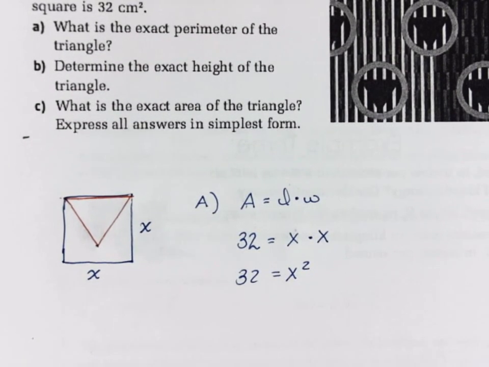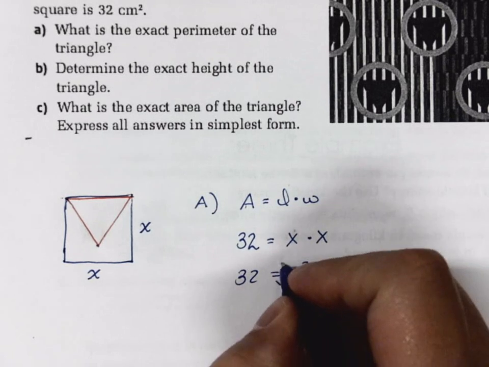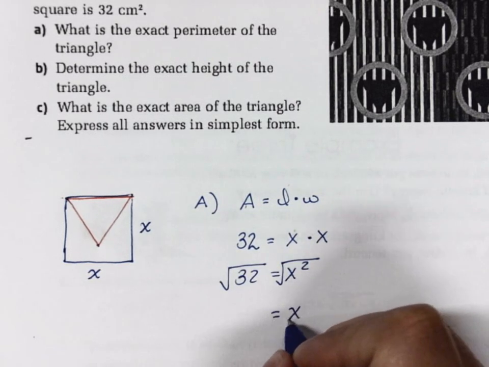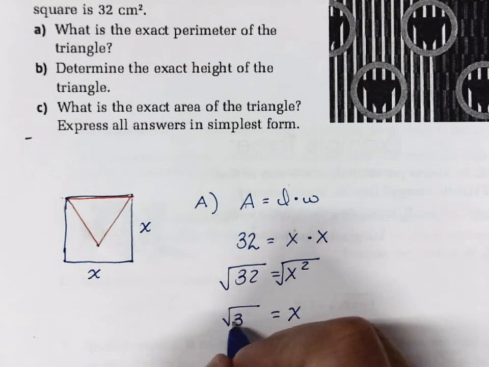I want to just get the side length. So how do we get x by itself? We're going to square root both sides. So we're going to have x equals the root of 32.